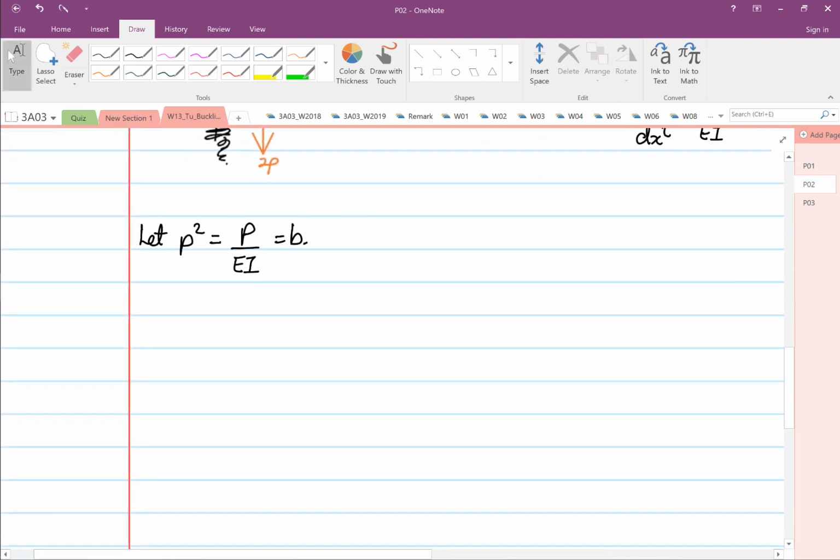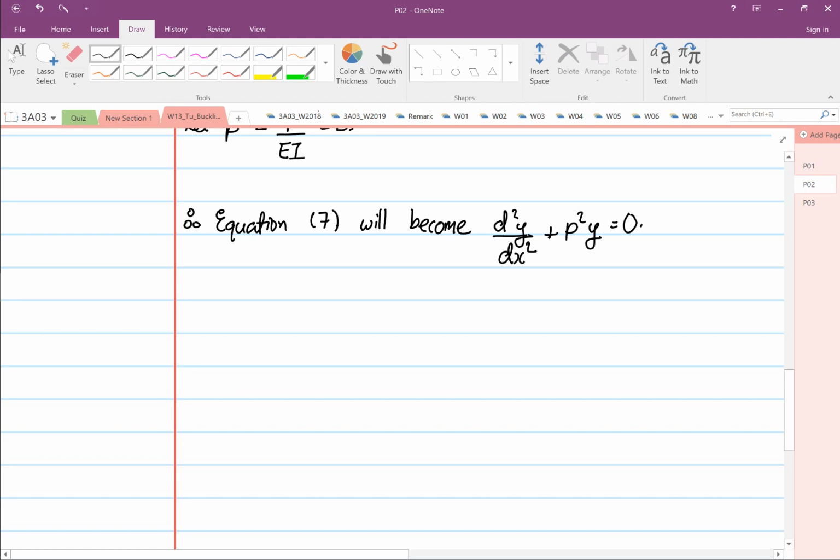So equation 7 will become d squared y over dx squared plus small p squared y, and the whole thing will be equal to 0.